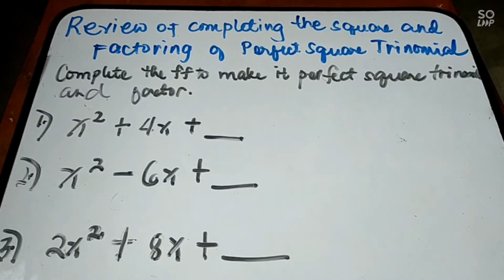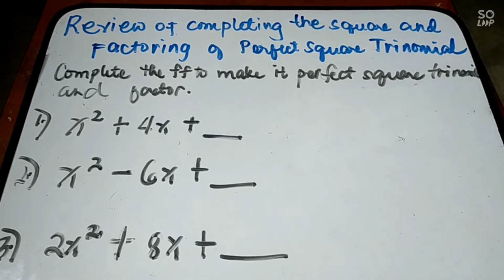Before we go with our main topic, let us have a review first of completing the square and factoring of perfect square trinomial. Kasi i-apply natin doon sa ating pinaka-main topic para mas madali ninyo siyang maintindihan. Let us complete the following to make it a perfect square trinomial and then factor. Let us have number 1: x squared plus 4x plus blank.